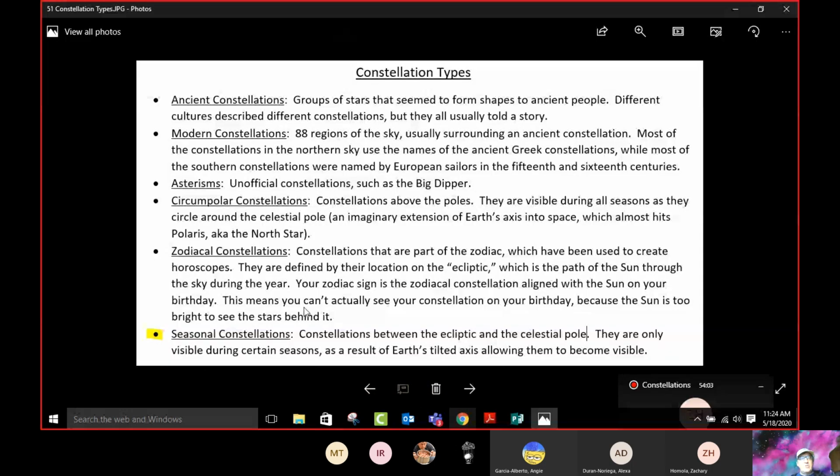Okay, our last group of constellations are the seasonal constellations that can only be seen during certain seasons. These are not at the ecliptic and they're not near the pole. They're in between. And we can only see them in certain seasons because of our tilted axis. So when we're tilted towards them at night, we can see them. So Orion is one of the seasonal constellations. I just wanted to do that one first because it's such a well-known constellation.